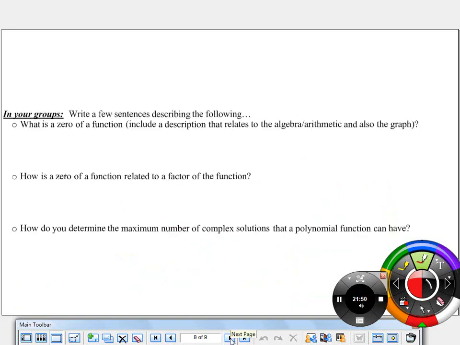Okay. All right, so I want you guys to write this down on your paper and bring it to class. And then we're going to compare with your groups and share out. What is a zero of a function? Include a description that relates to the algebra / arithmetic and also the graph. Second question, how is the zero of a function related to a factor of the function? Third question, how do you determine the maximum number of complex solutions that a polynomial function can have? So that's an interesting statement. Write down what you think, bring it, talk to your group tomorrow, and then we're going to talk about it in class together.